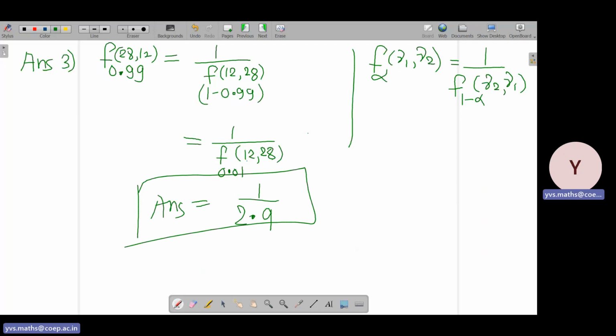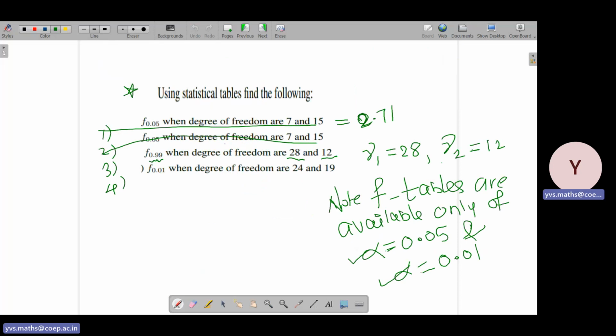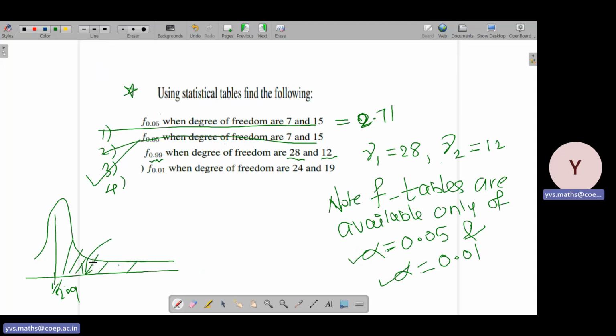So 1 upon 2.9 is the f statistic value for which the area to the right hand side of that value is 0.99. So therefore the third example is solved. Let me just draw the answer for question 3 pictorially. This is 1 by 2.9, whatever the answer is, and 99% of the area lies to the right hand side of that.